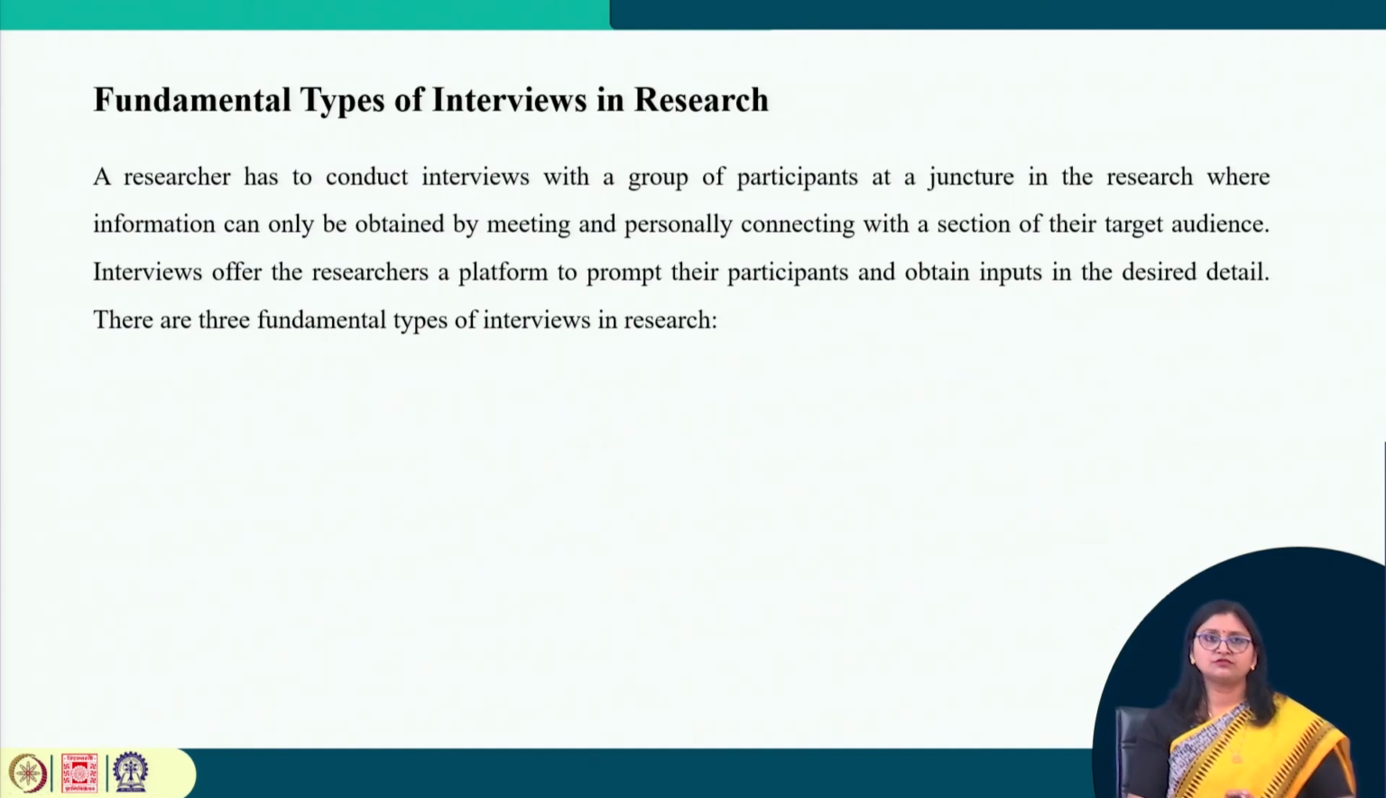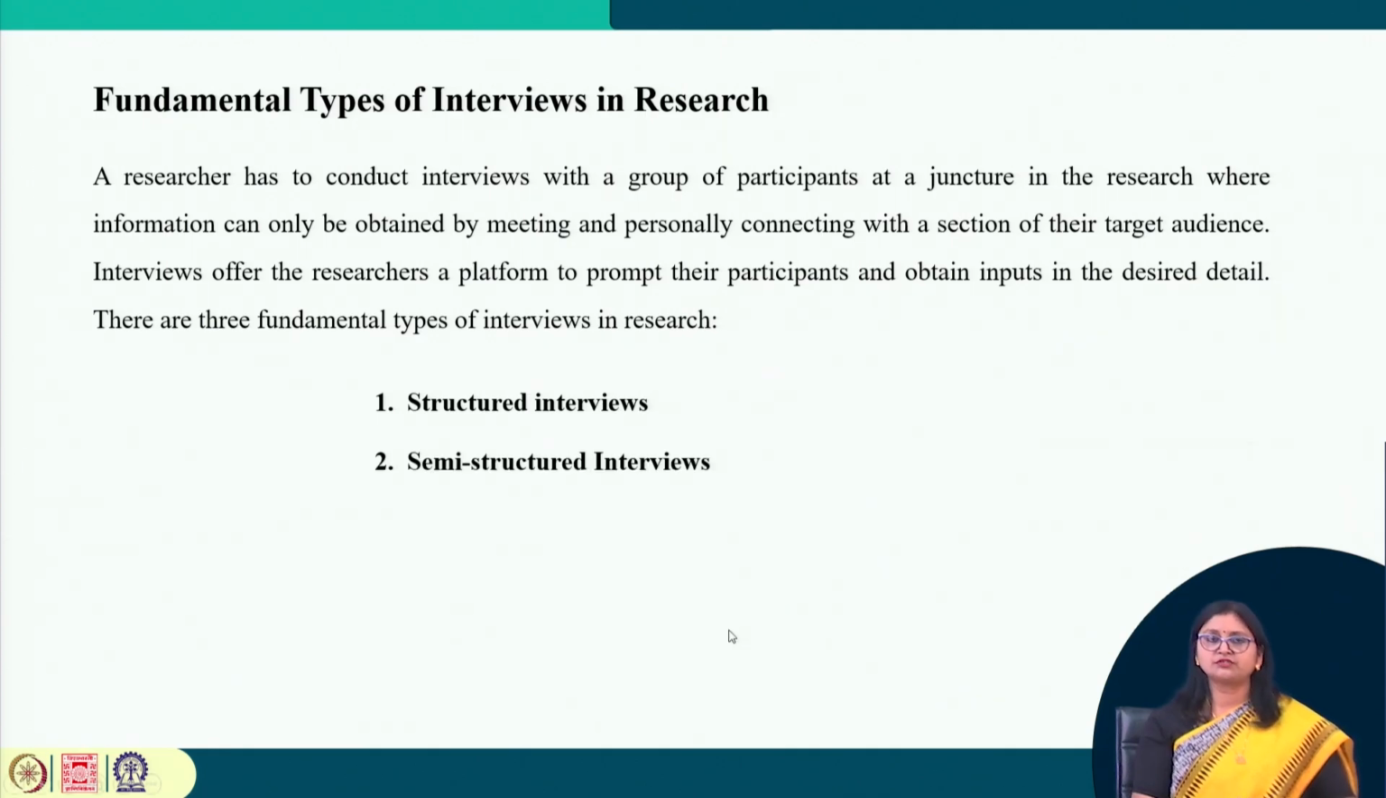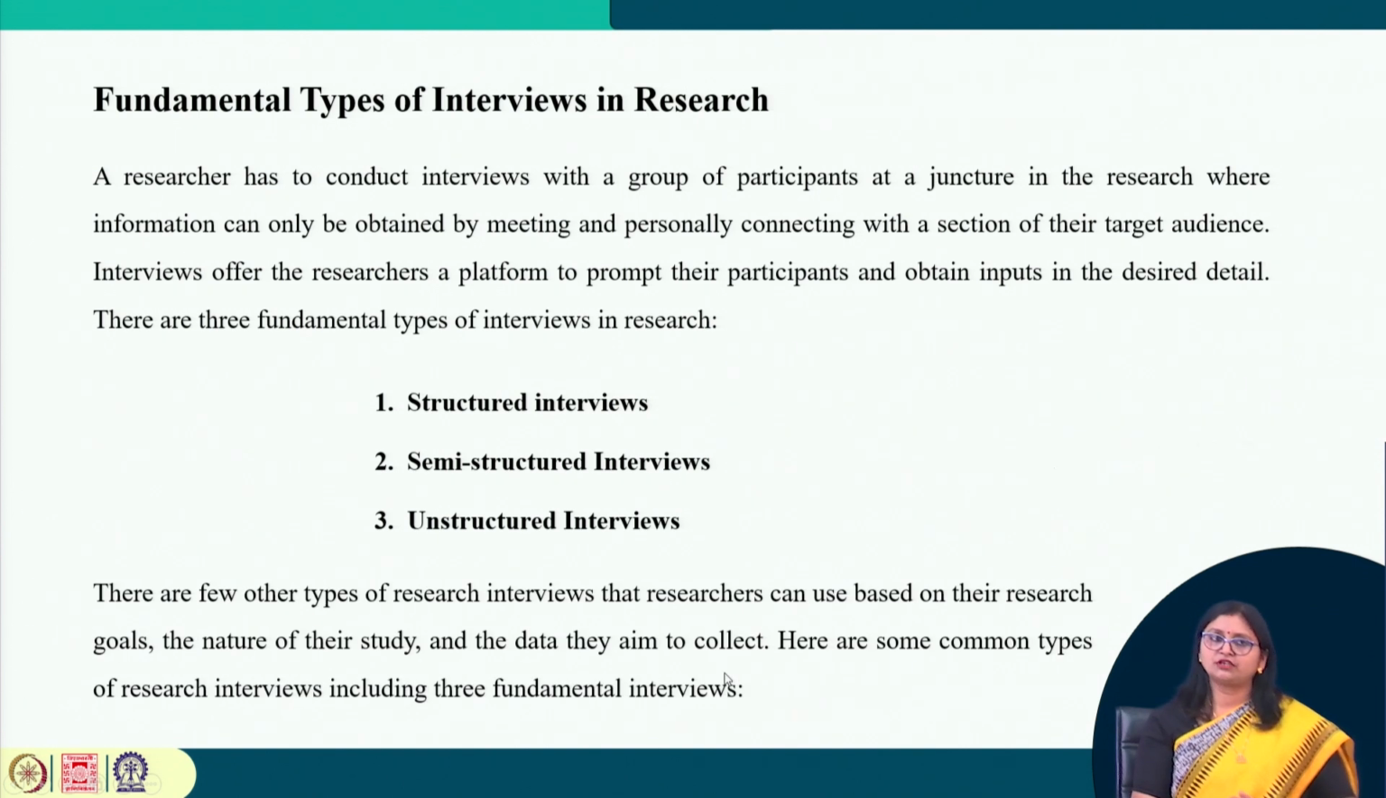A researcher has to conduct interviews with a group of participants at a juncture in the research where the information can only be obtained by meeting and personally connecting with a section of their target audience. Interviews offer researchers a platform to prompt their participants and obtain input in desired detail. There are three fundamental types of interview in research. The first one is structured interview, the second one is semi-structured interview and the third one is unstructured interview.